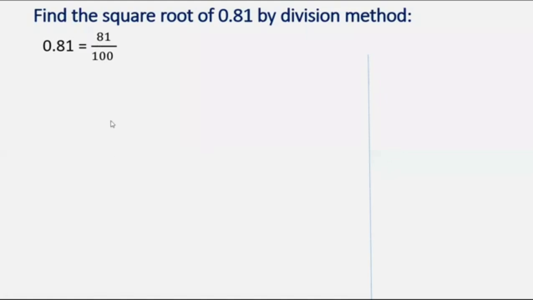Students, first of all, we have to remove the decimal. So we get here 81 over 100. But when we remove the decimal, there are two numbers after decimal, so we get in the denominator 2 zeros with 1. When we remove the decimal, we get 100 in the denominator. This is clear? Now here in the numerator, there is 81 and in the denominator, there is 100. So first we have to solve the numerator, that is 81.